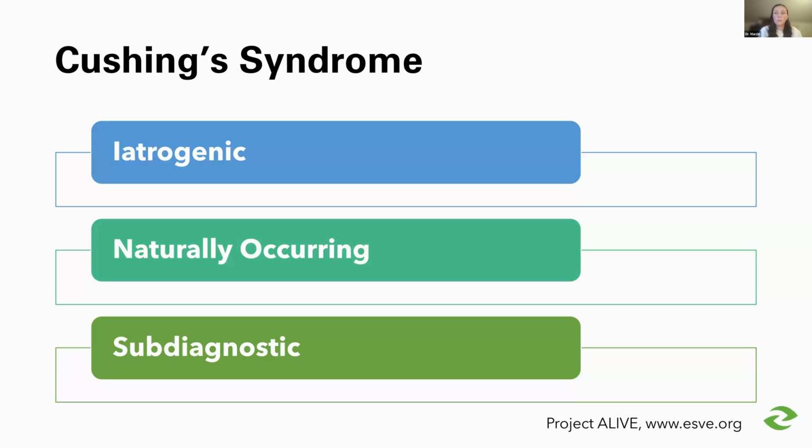And if this feels a little bit different from what you've learned, this comes from Project Alive, which is a joint venture by the European Society of Veterinary Endocrinology and the American Society for Comparative Endocrinology. And the idea is to create a common language for endocrine diseases in practice.